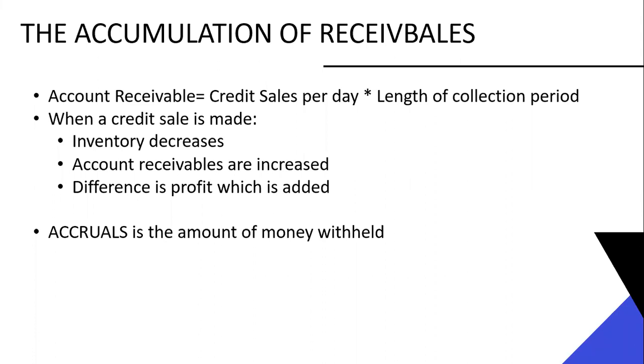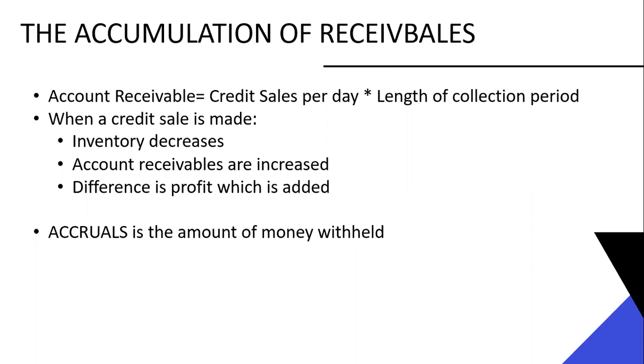All right, next I want to talk to you about the accumulation of receivables. Basically, if you are really trying to find what the accounts receivable is, this is also the credit sales per day multiplied by the length of the collection period.